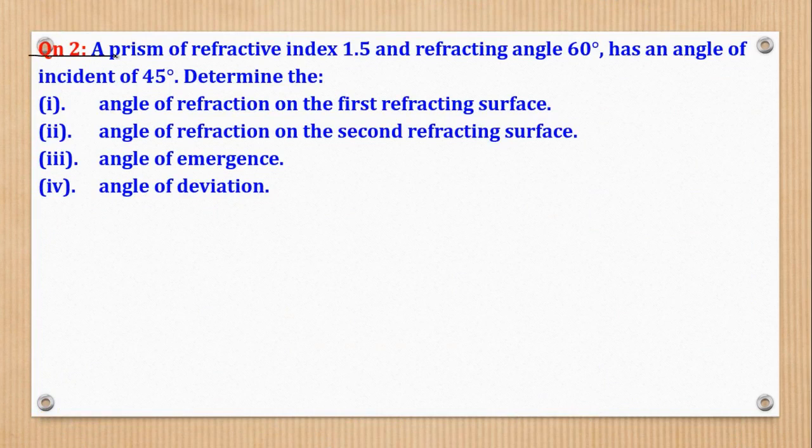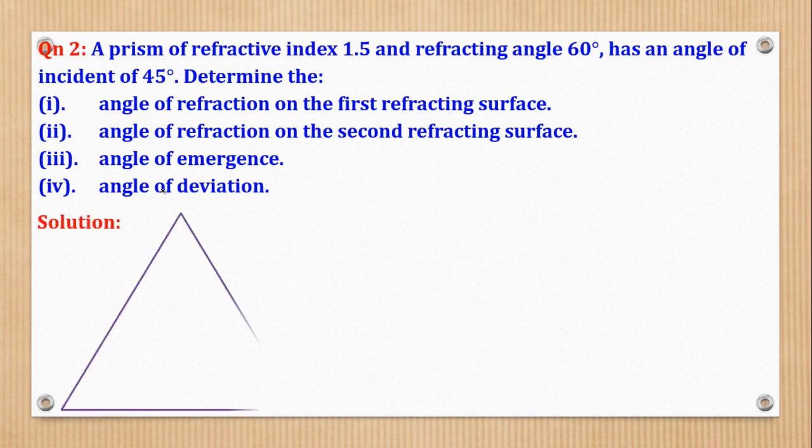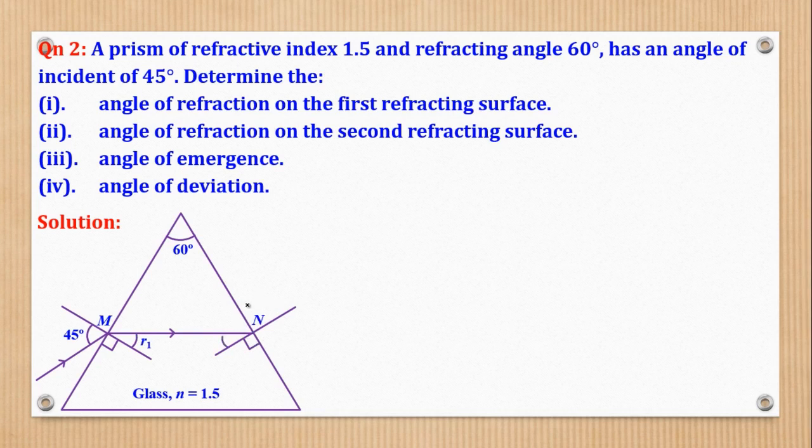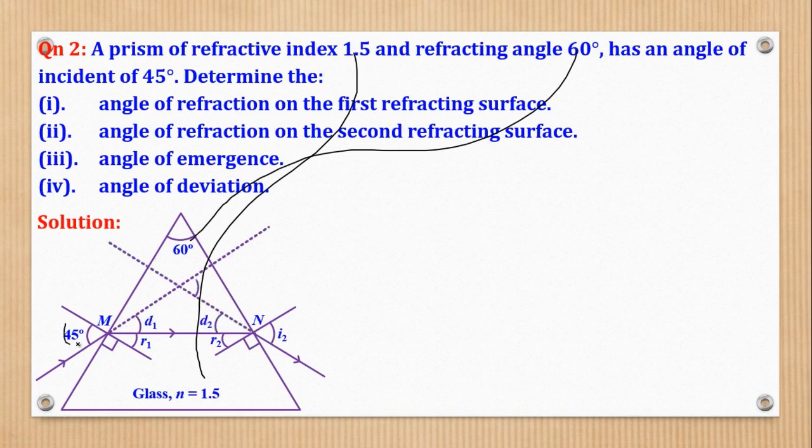That was question one. Then question two says, a prism of refractive index 1.5 and refracting angle 60 degrees has an angle of incidence 45 degrees. Determine Roman one, the angle of refraction on the first refracting surface; the angle of refraction on the second refracting surface; the angle of emergence and the angle of deviation. So we shall first draw our prism, then we locate the rays, the angle of incidence and the refracted ray to meet the second refracting surface. So this is 1.5 and this is 60. This is 45.